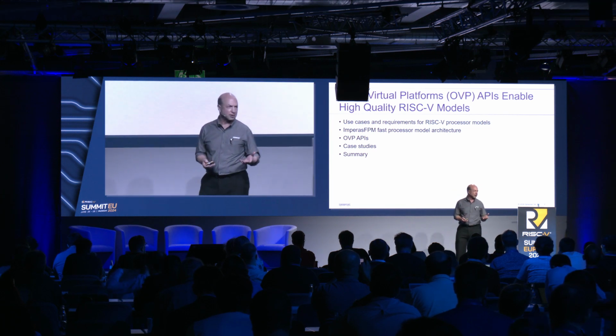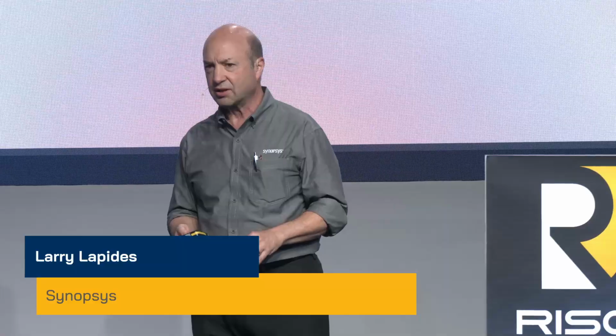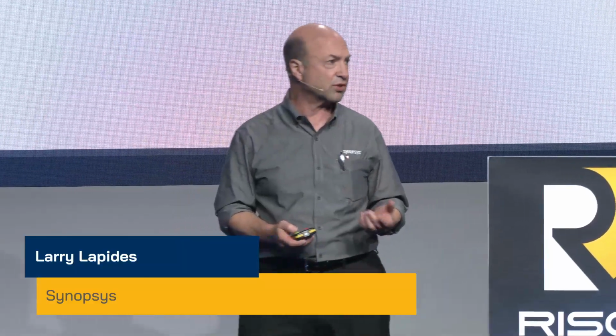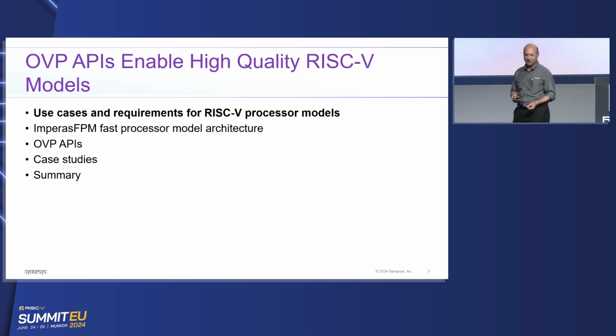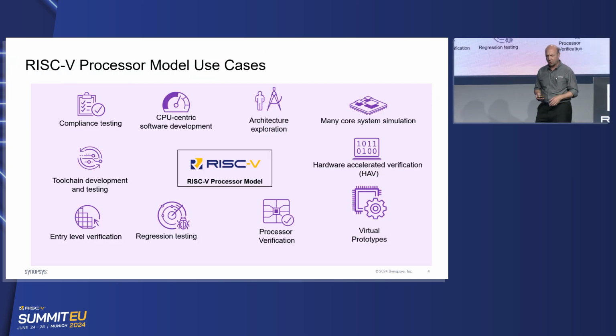What I want to talk about today is the Open Virtual Platforms APIs and how they are enabling high-quality RISC-V models. I'll talk first about use cases and the requirements for the RISC-V models, talk about the model architecture, talk about the APIs, some case studies, and then sum up and get us to our break. So let's start first with the use cases and requirements.